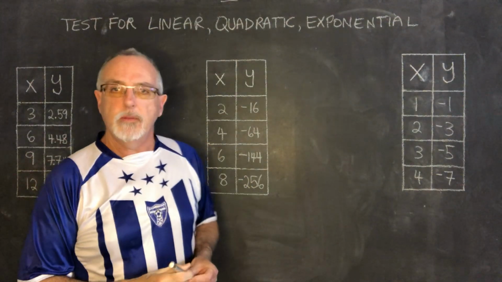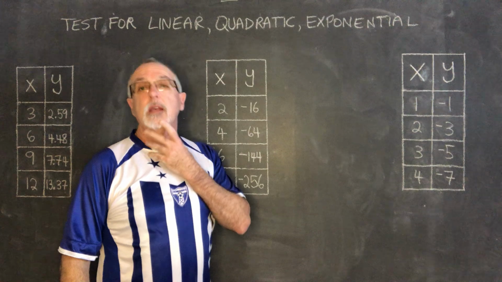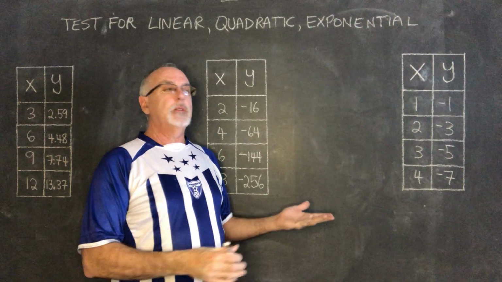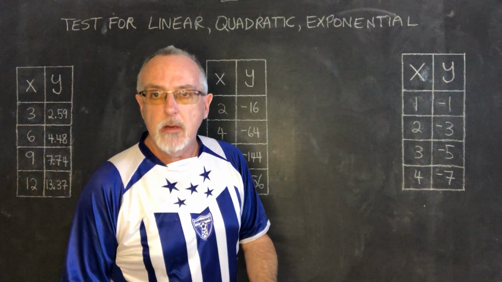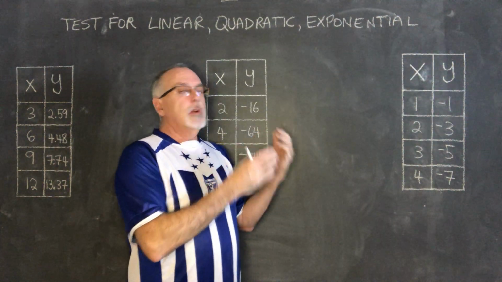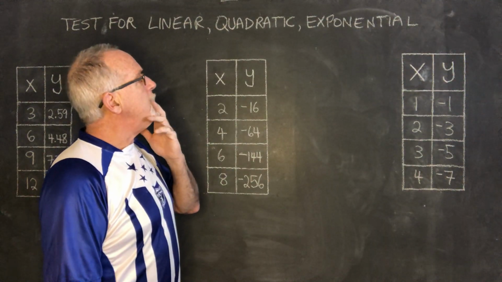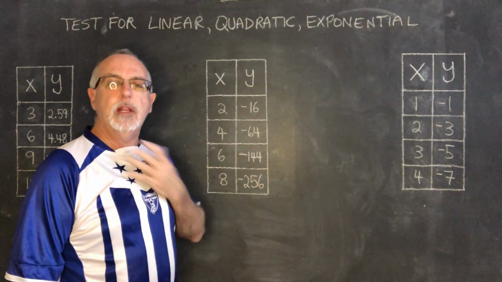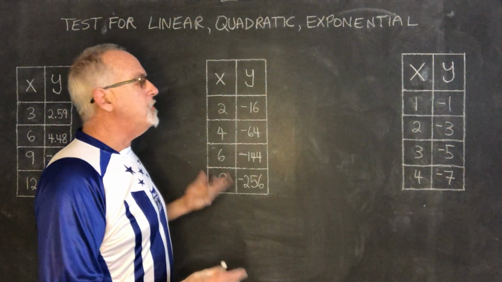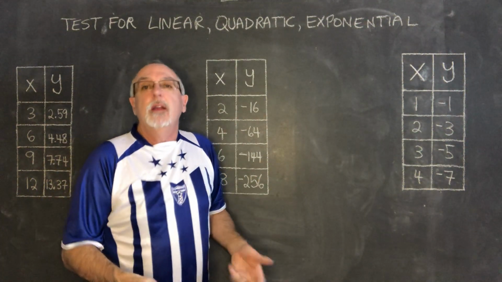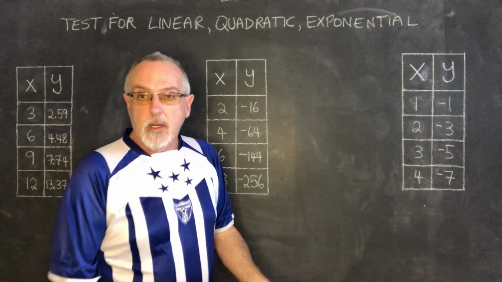Okay, welcome to this video, which is about using the tests on tables of values to figure out whether the table of values goes with a linear function, a quadratic function, or an exponential function. The order of tests really is up to you. You don't have to do them in the same order I do, but I always like to do linear first, and then if it doesn't work, quadratic, and then if that doesn't work, exponential.